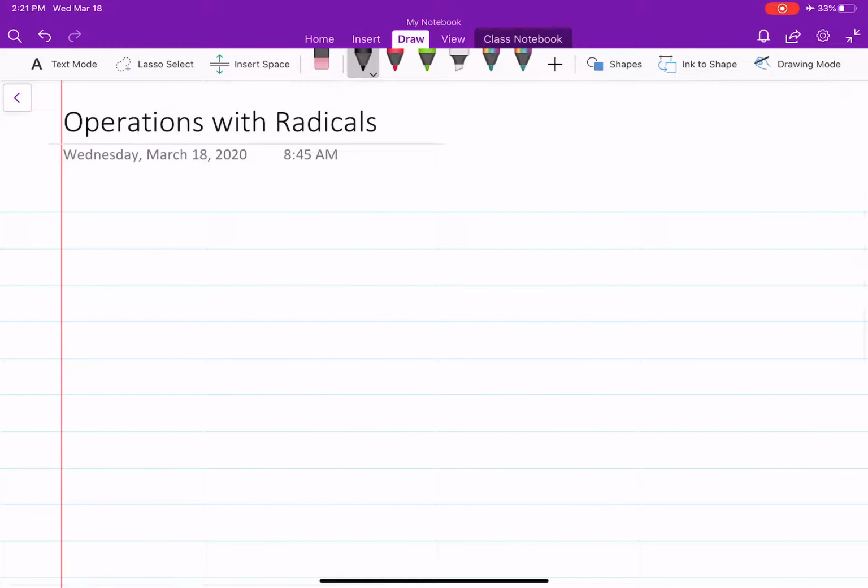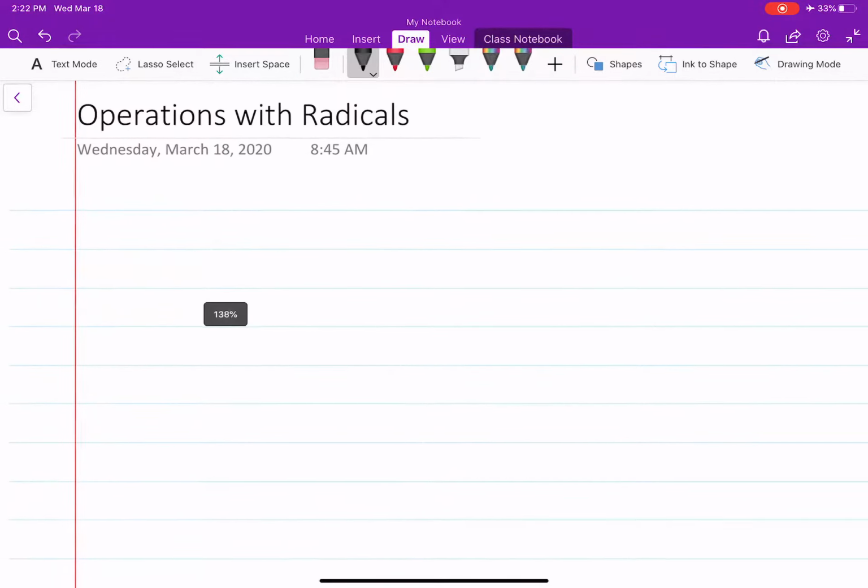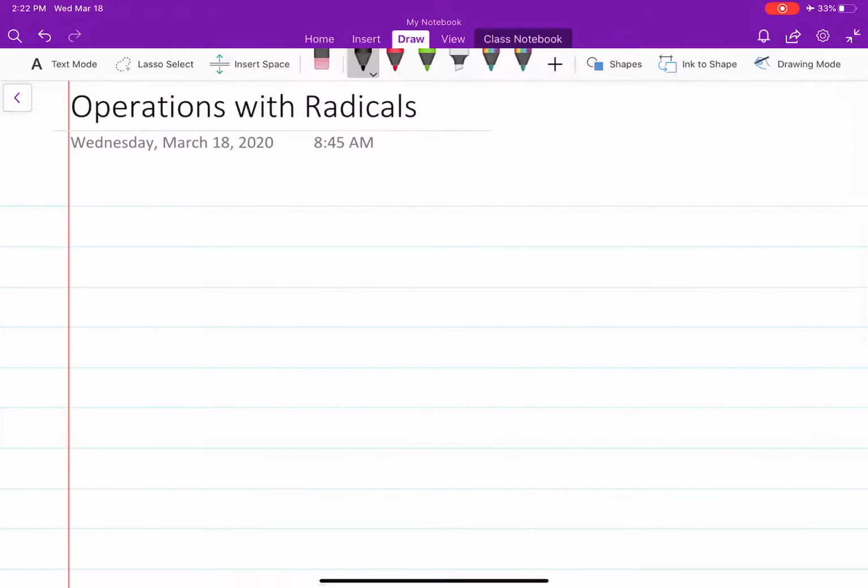All right, guys, let's talk about these operations with radicals. And when I'm talking about operations, I'm talking about addition, subtraction, multiplication, division. So let's first, obviously, talk about addition and subtraction of radicals.